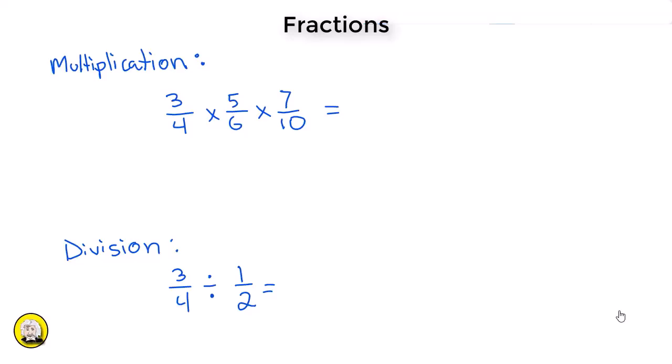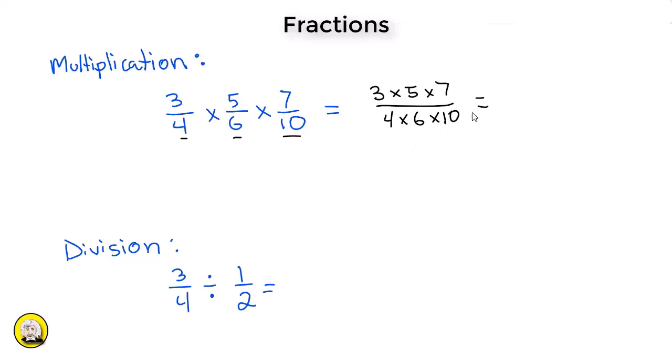Many students mistakenly try to find a common denominator when multiplying fractions. That is not necessary. There is no need to find a common denominator between 4, 6, and 10 in the following multiplication of 3/4 times 5/6 times 7/10. All I need to do is multiply my numerators into my new numerator and divide that by the product of all the denominators. Again, no need to find a common denominator between 4, 6, and 10.